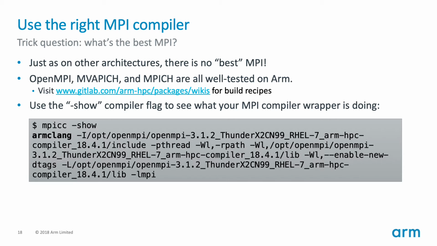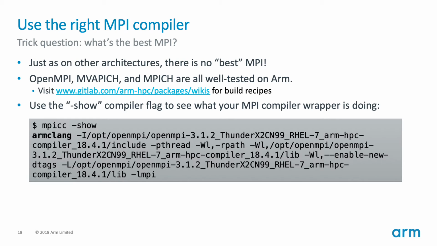Use the mpi-cc -show command to list the compiler that's getting invoked and the compiler options when you do mpi-cc. This also works for MPI fork, of course. So you want to double check your C compiler, your C++ compiler, and your Fortran compiler.